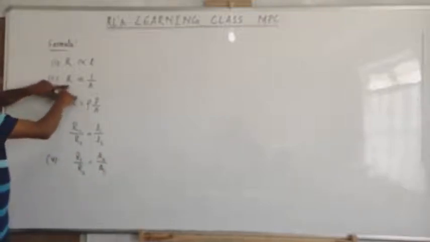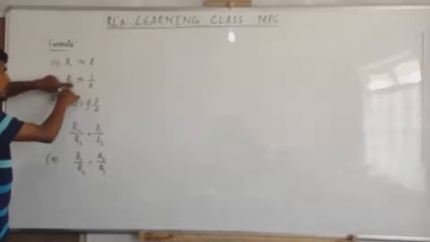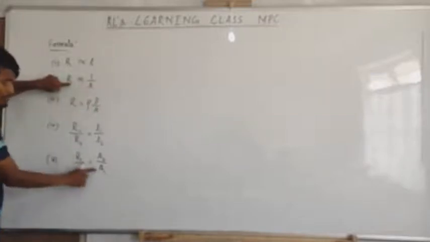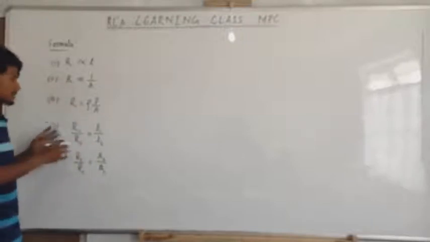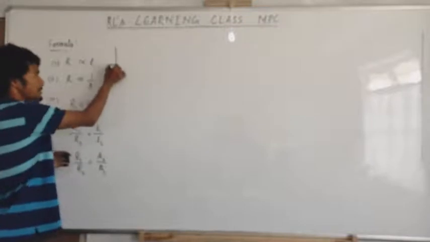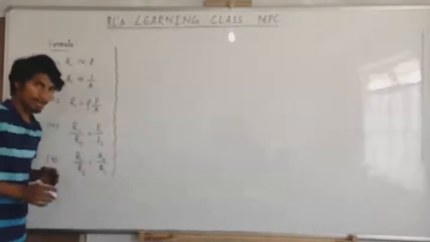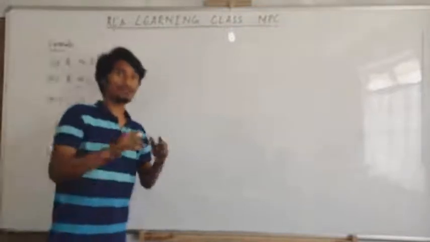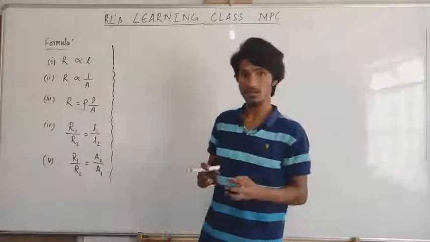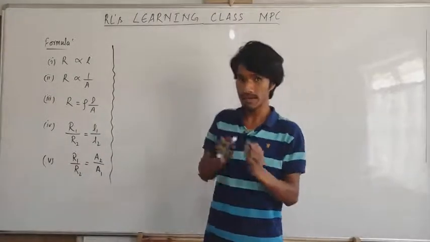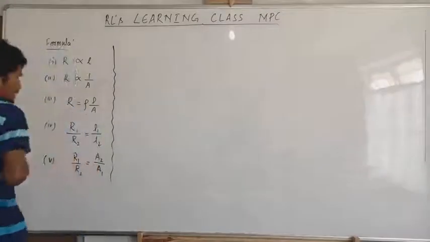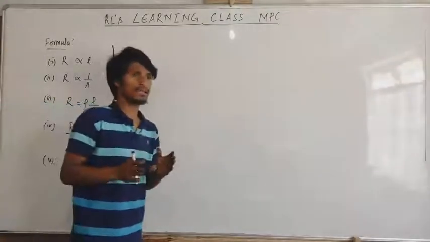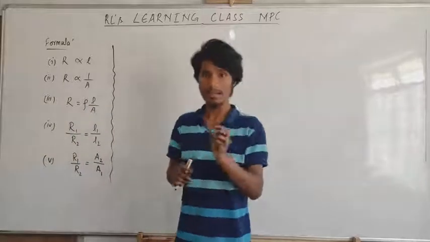Look, because R is inversely proportional to A, if this is R1, then this will be A1, and if here is R2, then this will be A2. This formula is also coming from here. Now, related to these formulas, we'll do some problems, but that I'll do in another video. Here I'll just give you some questions that we'll try to answer by using these formulas.